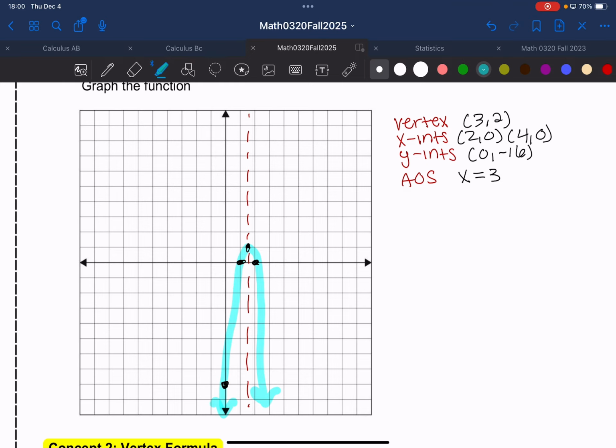So as pretty as you can draw it, right? As long as it's hitting all 4 points that we plotted, and we have the arrows at the end of our parabola, that tells us it's going on forever.